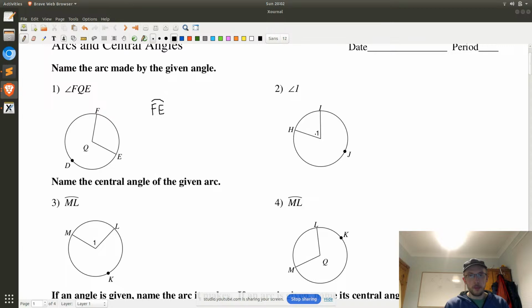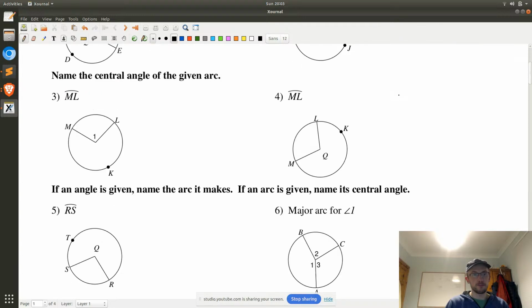So what about the arc made by the angle 1? So I presume that's arc IH. And I check. Okay, so still going with their clockwise convention, it would be HI. Clockwise naming convention here, but anti-clockwise or counterclockwise on GeoGebra, for example.